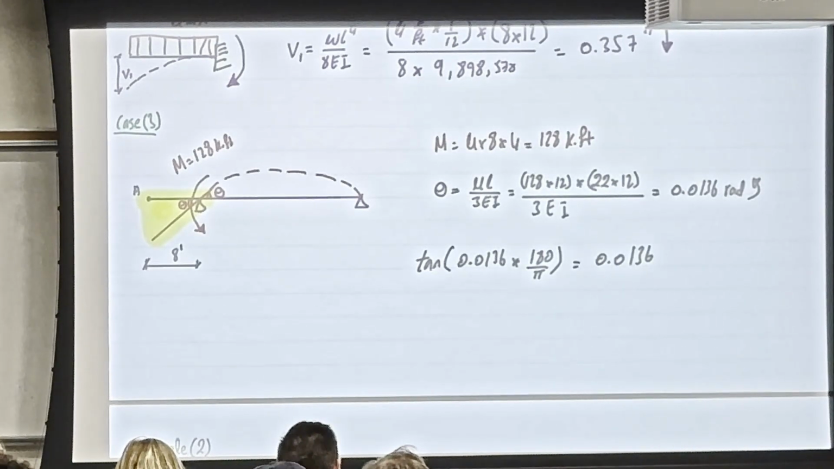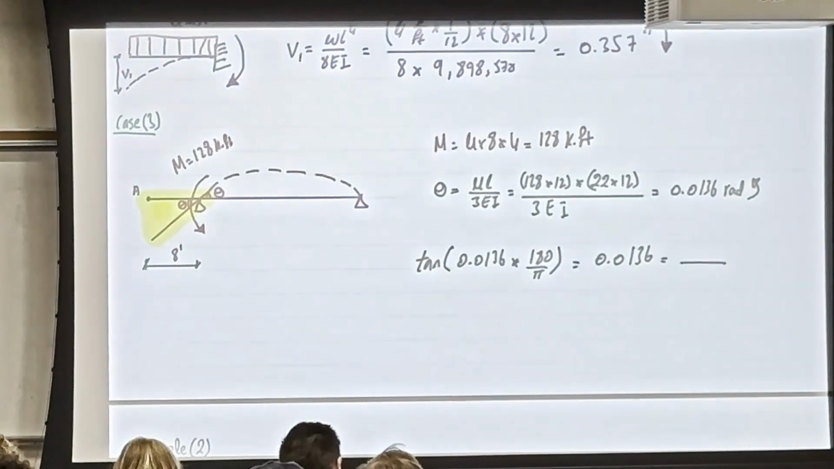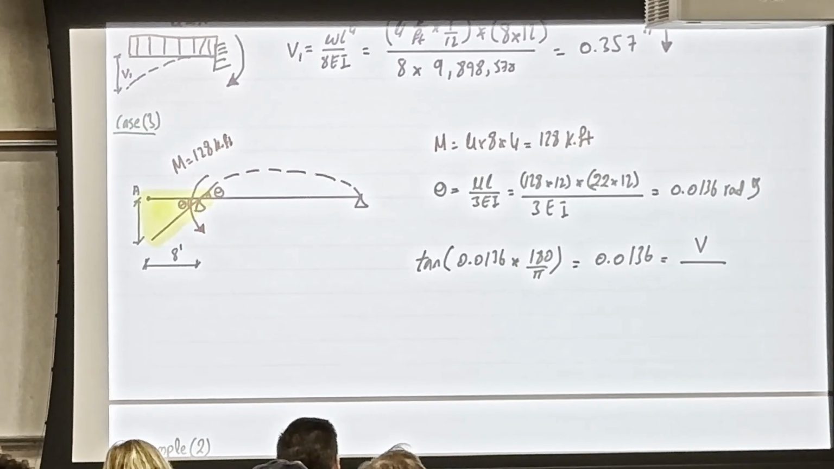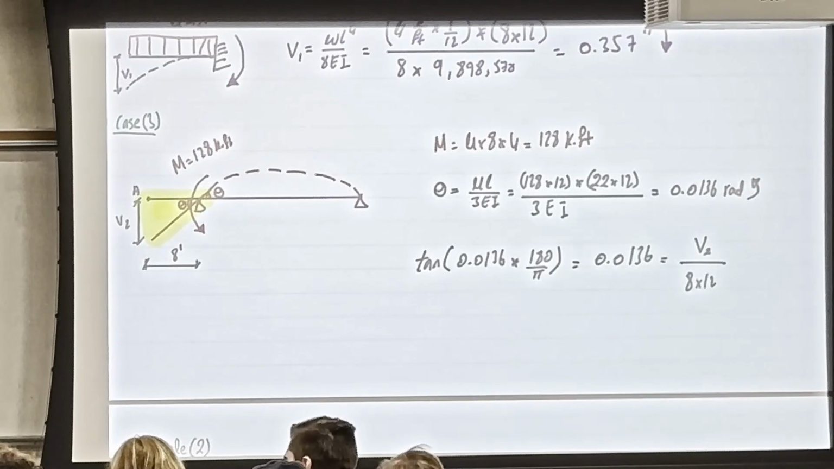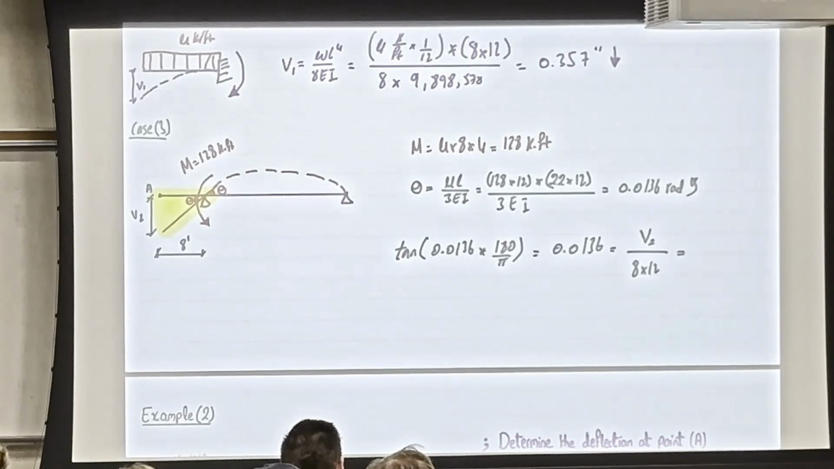So what I'm proposing here, don't do the tan. Just take the angle as it is, and then say this angle is equal to the opposite, which is the v that's unknown. Let me call it here v2, over 8 foot, which is 8 times 12. Did I lose anyone? All good? Okay. So the V2 is going to be equal to 1.3 inches, and it's pointing down.